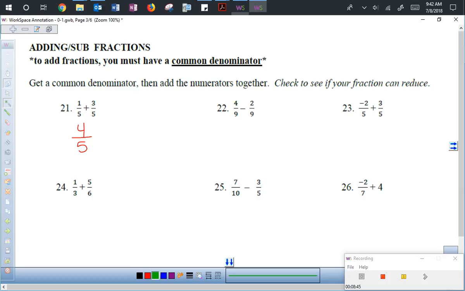On number 22, again, I have 4/9 minus 2/9. If I look at the denominators, they are the same, so I can go ahead and add, well, I'll subtract them.